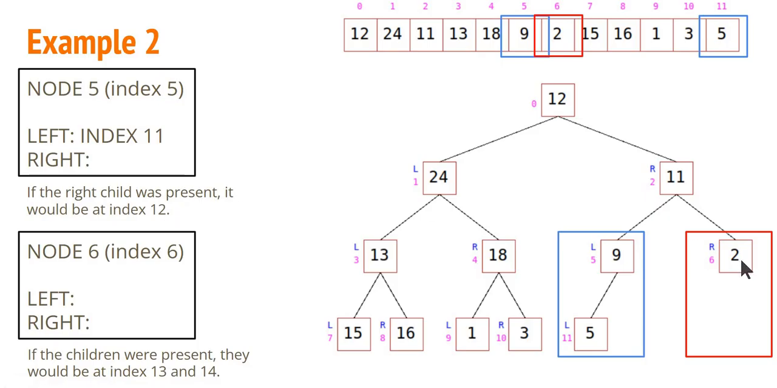If for node 6 the left and right children were present, they would have been at 13 and 14. And remember, because of the top to bottom, left to right rule, it is not possible to have children for node 6 before this is completely filled, because we are filling from left to right. So we'll always have a complete tree. We cannot have, let's say, this being filled up. So think through it. Very, very nice, very, very powerful.